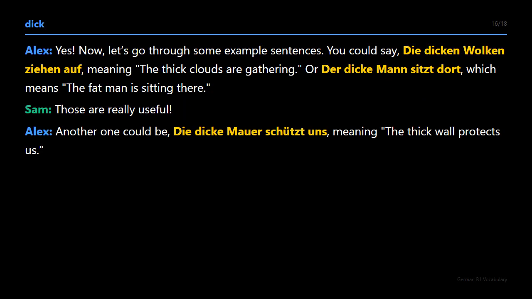Yes. Now, let's go through some example sentences. You could say, "Die dicken Wolken ziehen auf," meaning the thick clouds are gathering. Or, "Der dicke Mann sitzt dort," which means the fat man is sitting there. Those are really useful. Another one could be, "Die dicke Mauer schützt uns," meaning the thick wall protects us.